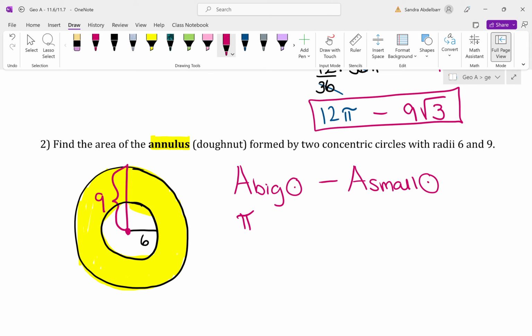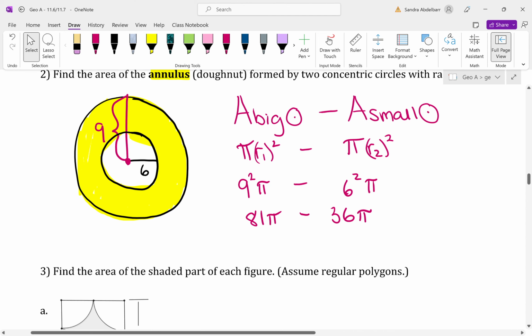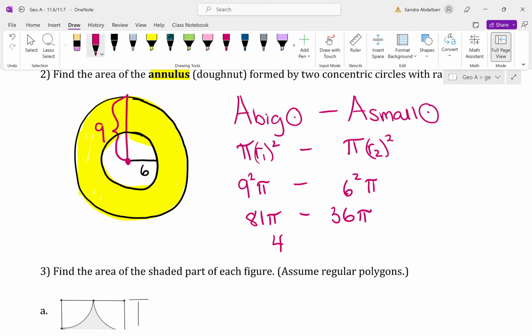So I'm going to say pi r1 squared minus pi r2 squared. So we're going to say 9 squared pi minus 6 squared pi. So we're 81 pi minus 36 pi. And then they both have a pi in them, so they're like terms. We can subtract them. And what are we going to end up with? 45 pi units squared.